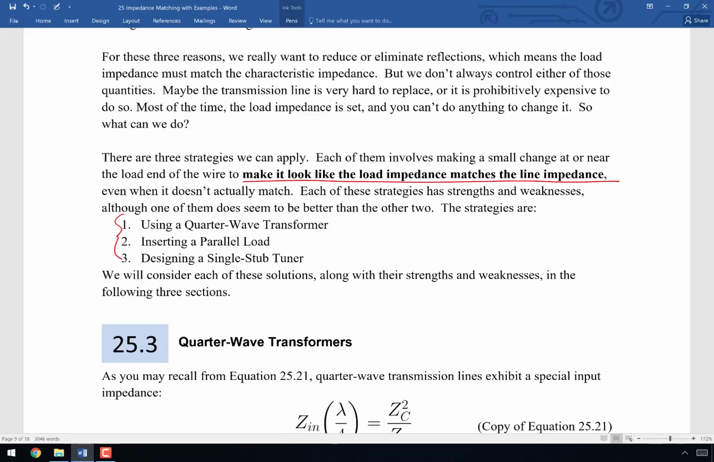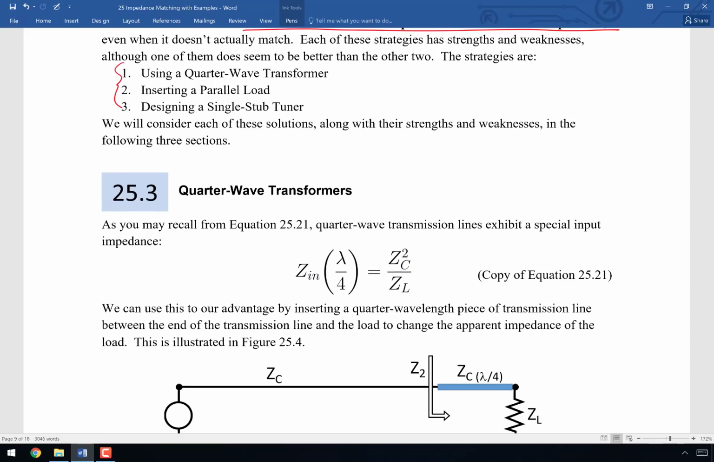We have the quarter wave transformer, we have the parallel load, and we have the single stub tuner. The first two of those each have some shortcomings, and ultimately our best solution is going to be the single stub tuner, but there are strengths of the other two as well, so let's look at those.